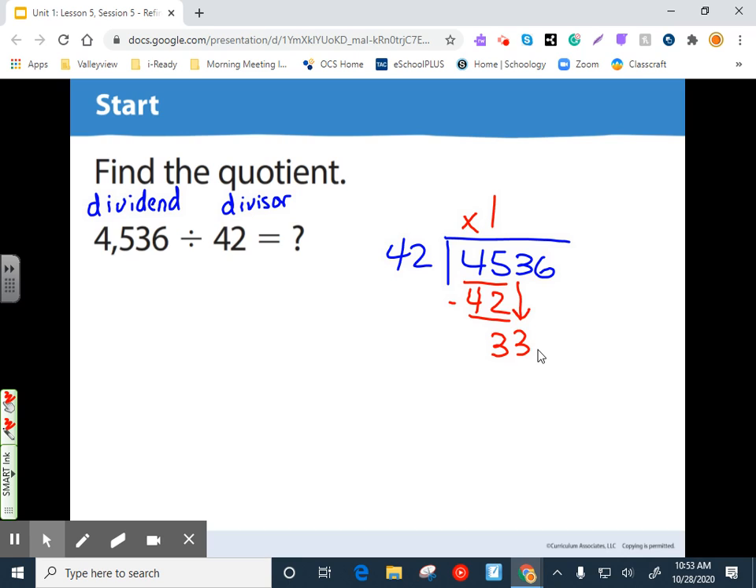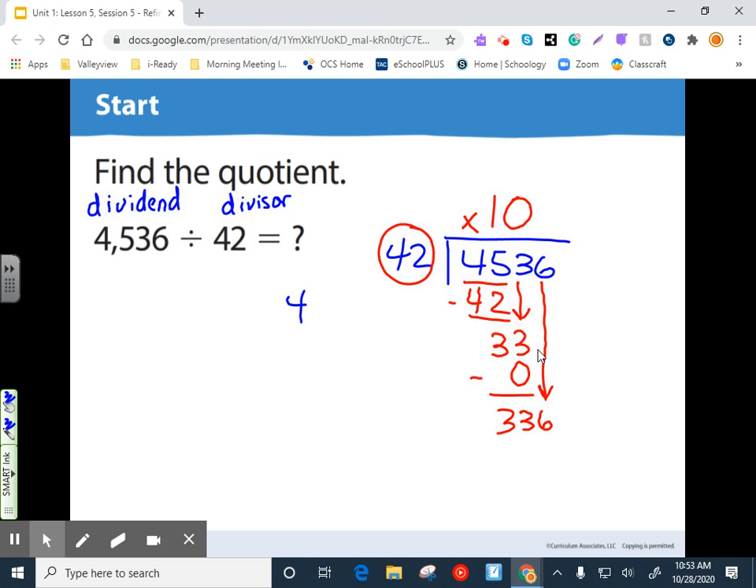Now, tricky part here. 42 does not go into 33. So you've got to put something up here to represent that. So we put a 0. 42 times 0 is 0. 33 minus 0 is 33. And we have to do something with a 6, so we bring it down. And that gives us 336.